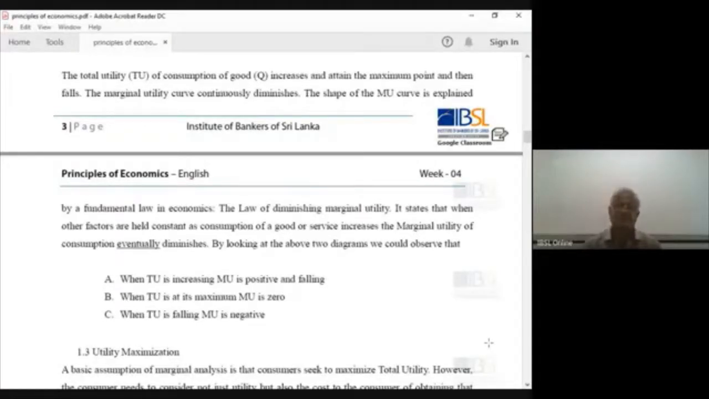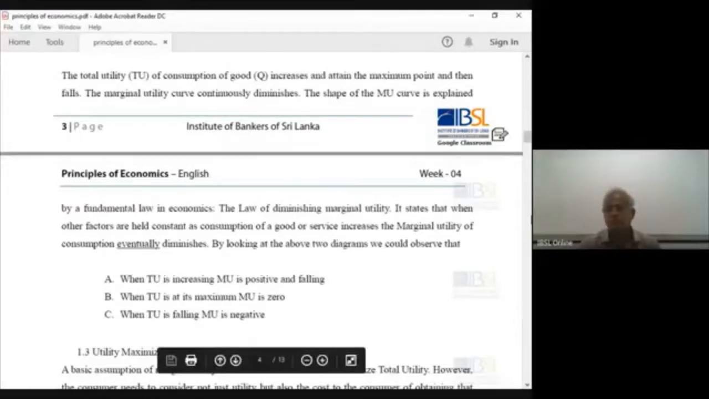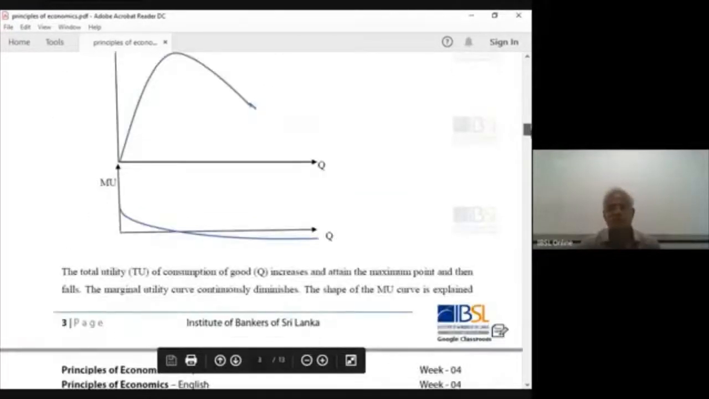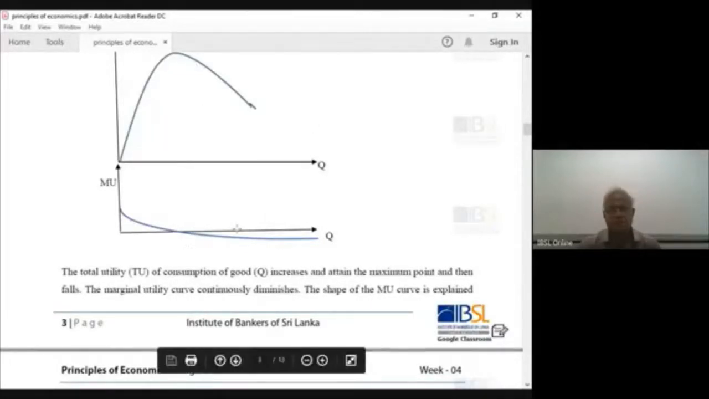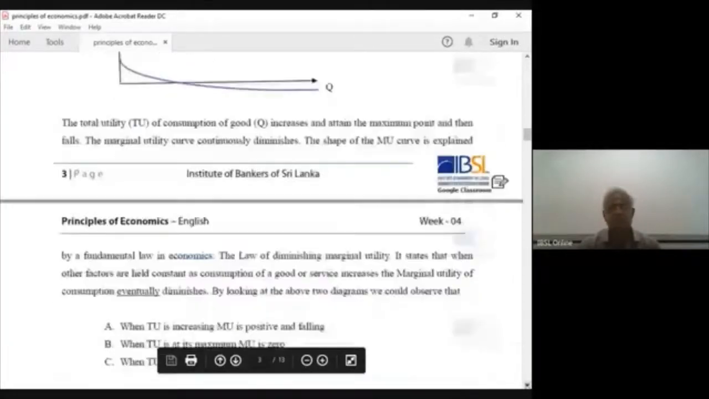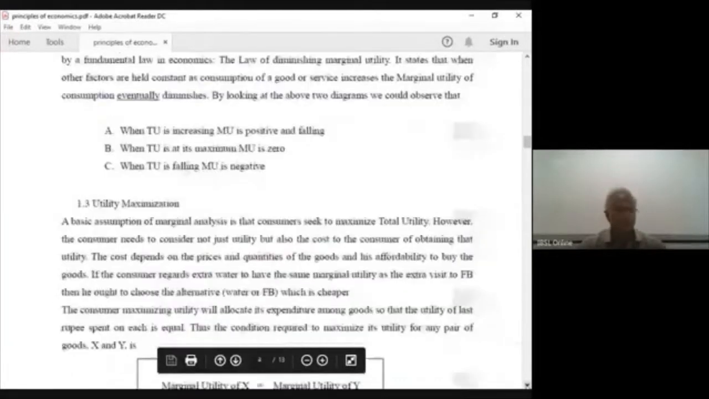By looking at the above two diagrams, we could observe that when TU is increasing, MU is positive and falling. When TU is at its maximum, MU is 0. Yes, at this point it is 0. When TU is falling, MU is negative. This is negative.